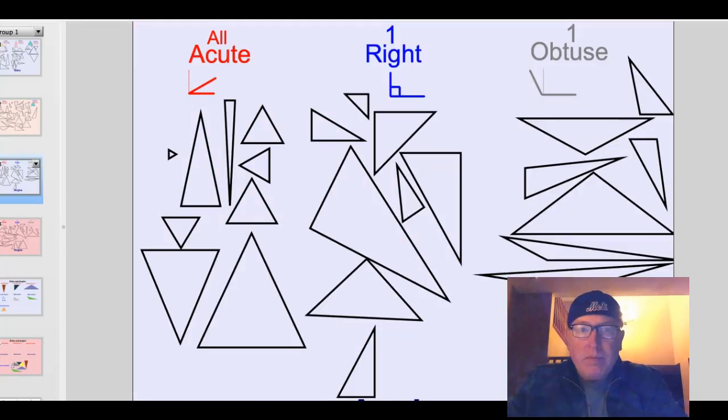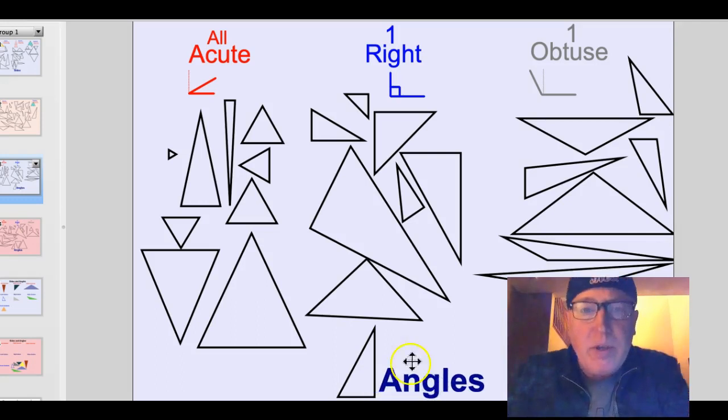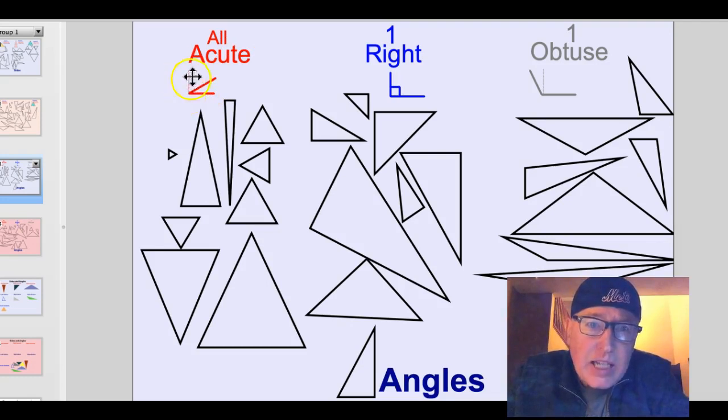Houston, hold on. Now let's look at the different angles of a triangle. We can also sort triangles by the angles. Well, a triangle could have all acute angles. In other words, this here's an acute angle, and I put a little dotted line in here to show it. An acute angle is anything that's less than 90 degrees.